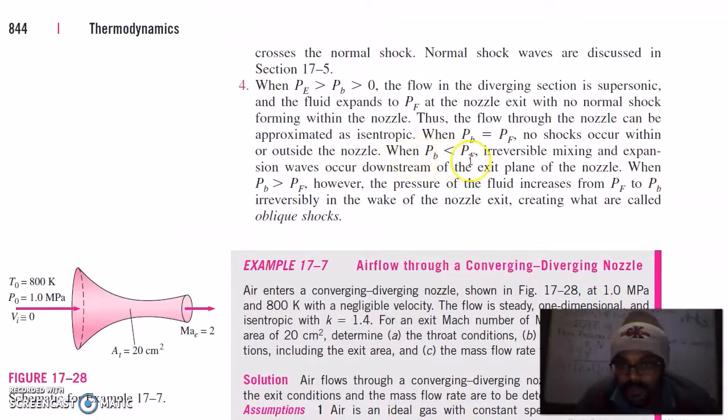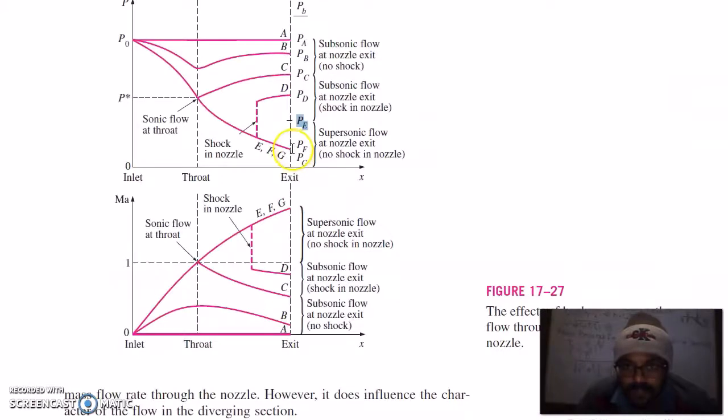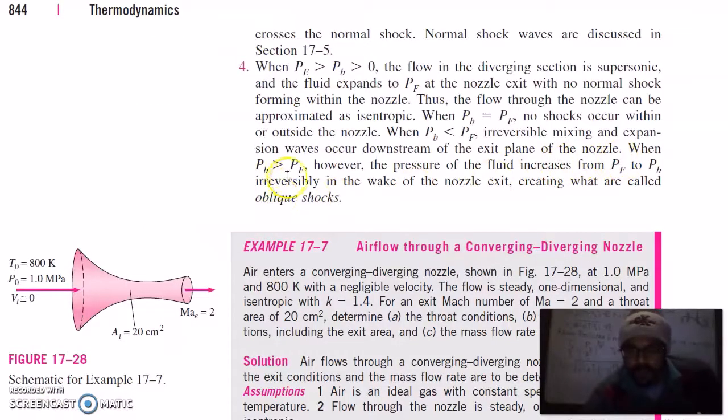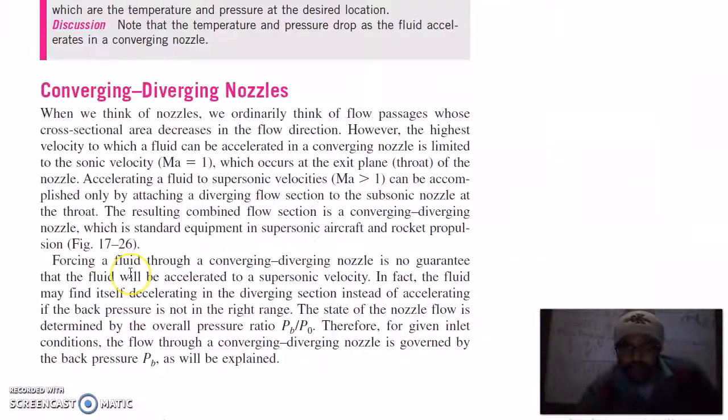When PV is less than PF, irreversible mixing and expansion waves occur downstream of the exit plane of the nozzle. So you can see if you go below this PF pressure, this happens. When PV is greater than PF, which means back pressure is greater than PF, the pressure of the fluid increases from PF to PV irreversibly in the wake of the nozzle exit, creating what are called oblique shocks. So this is up to here about the converging and diverging nozzle.